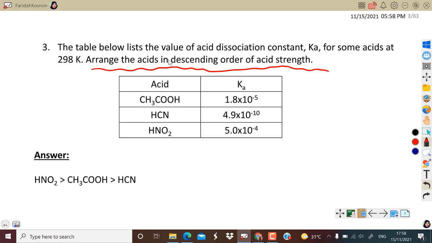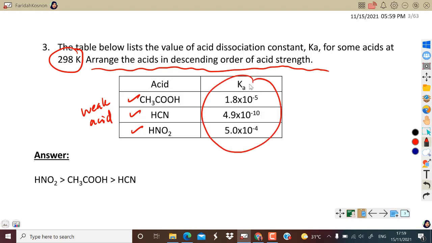Jadi, kalau awak refer pada table ni, these acids are weak acid. So, at 298 Kelvin or 25 degrees Celsius, they have their own Ka values. So, ini semua adalah Ka value bagi asid ni masing-masing. Jadi, soalan suruh awak susun. Arrange the acid in descending order. Susun asid-asid ini berdasarkan turutan menurun kekuatan asid. Maksudnya, from the strongest acid to the weakest acid.